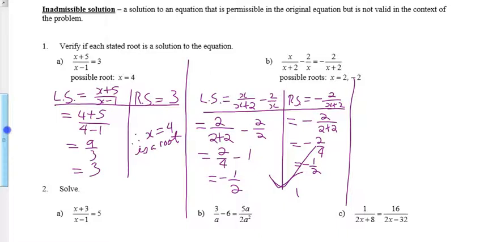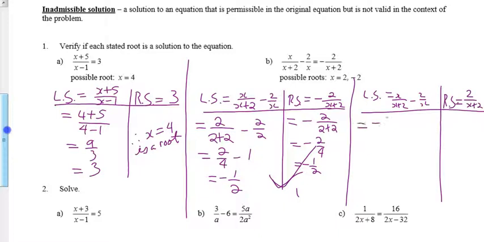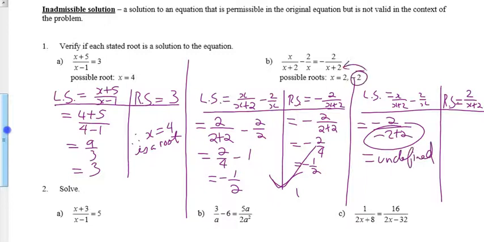We want to try -2 now. Left side, x over x plus 2 minus 2 over x. Right side, 2 over x plus 2. So -2 over -2 plus 2. Okay, wait a sec. That's 0. And you can't divide by 0, so this is undefined. And -2 is actually one of the restrictions.